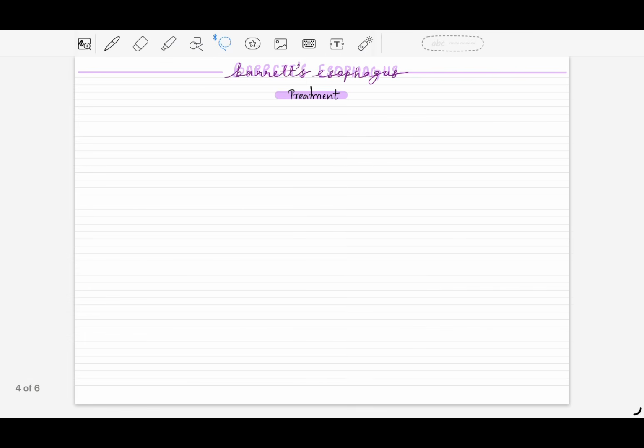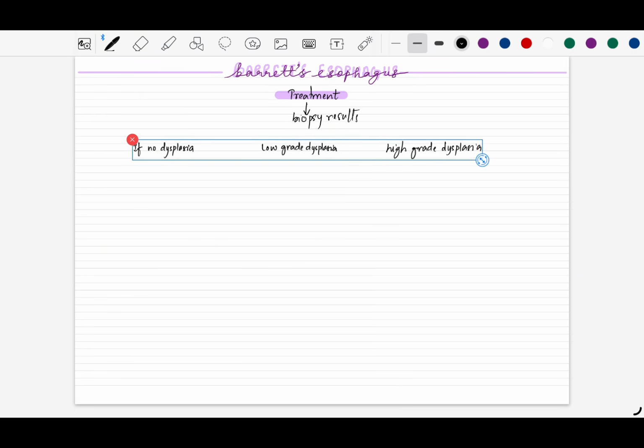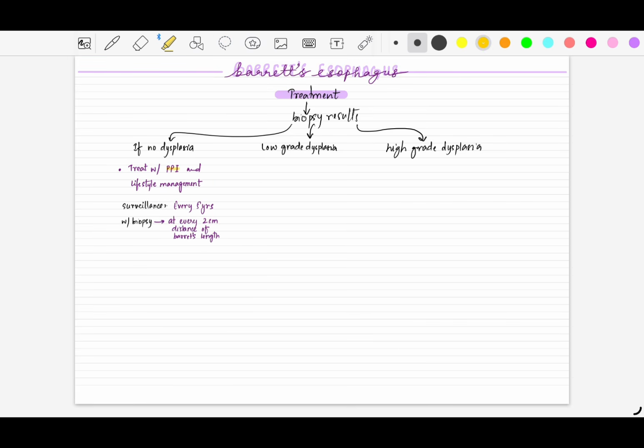The treatment of Barrett's depends on the biopsy results, and these could be of 3 types. We could have no dysplasia, we could have low-grade dysplasia, or we could have high-grade dysplasia. If no dysplasia is detected, then we treat it with proton pump inhibitors and suggest lifestyle management. Surveillance is after every 5 years, and the biopsy samples are taken at every 2 cm distance of Barrett's length, like we discussed in the initial surveillance.